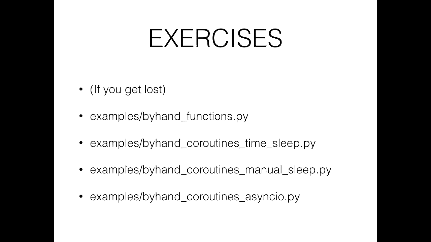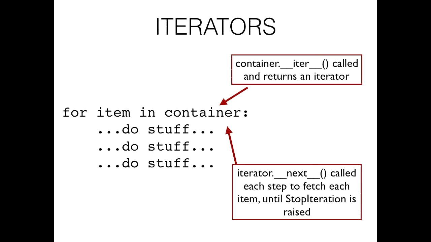Okay, so that's the basic syntax. But there's a couple more pieces of basic Python syntax that I need to talk about to complete this. And so let me go back to normal iterators. Hopefully for loops are pretty standard, but I want to go into how for loops really work.